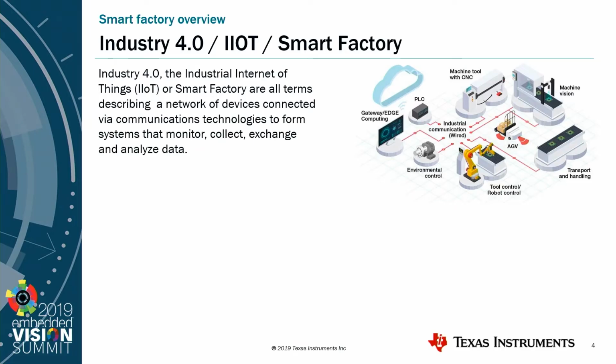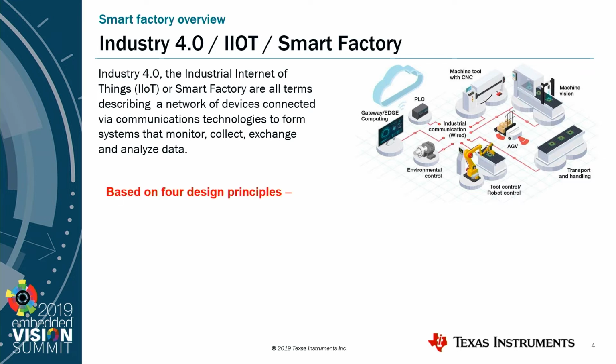So what is smart factory? Smart factory is another name for Industry 4.0 or Industrial Internet of Things. Basically, smart factories are nothing but a network of devices connected via communication technologies to form systems that monitor, collect, exchange, and analyze data. So tons of data is being generated in smart factories, which makes it perfect for machine learning applications.